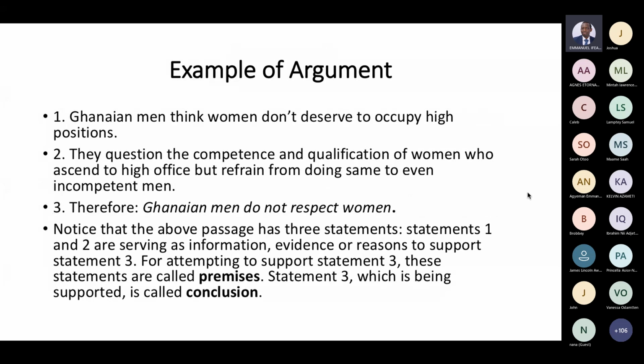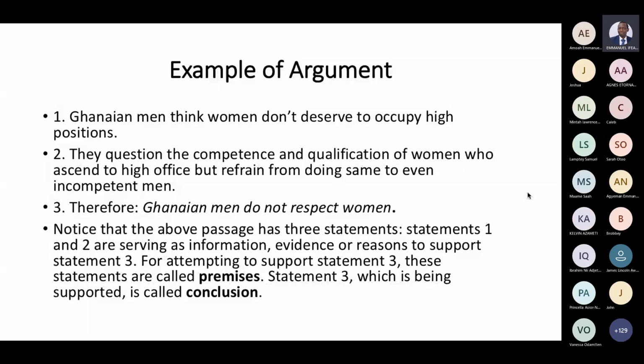Example of argument. Ghanaian men think women don't deserve to occupy high positions. They question the competence and qualification of women who are sent to high office, but refrain from doing the same to even incompetent men. Therefore, Ghanaian men do not respect women.